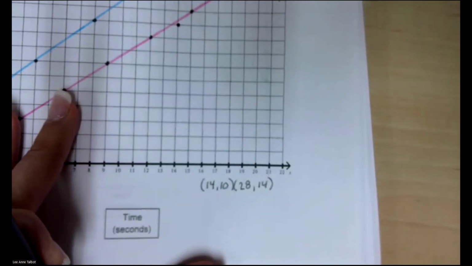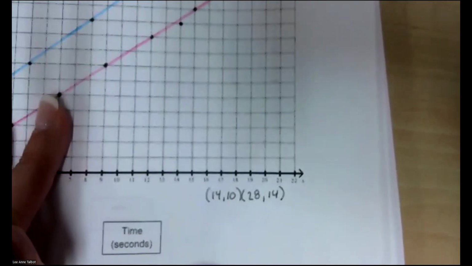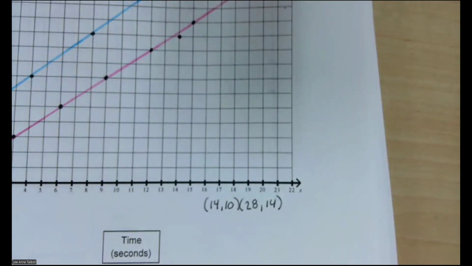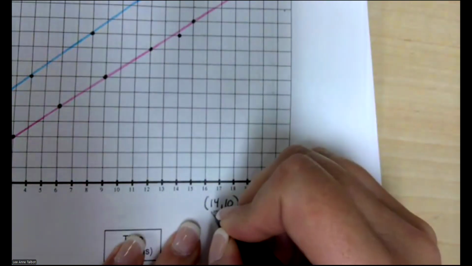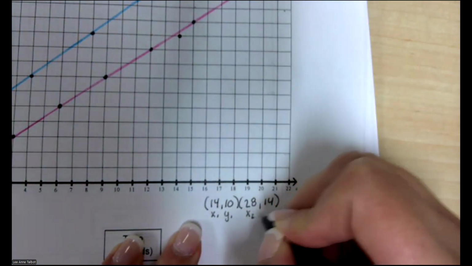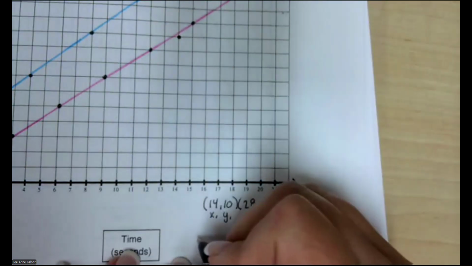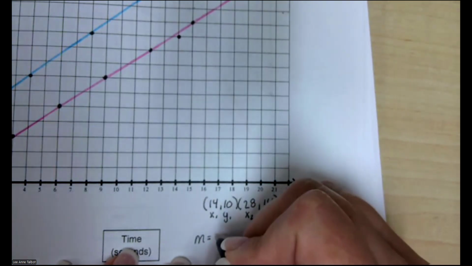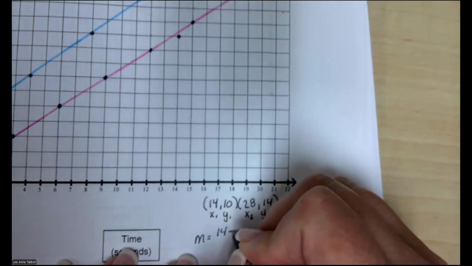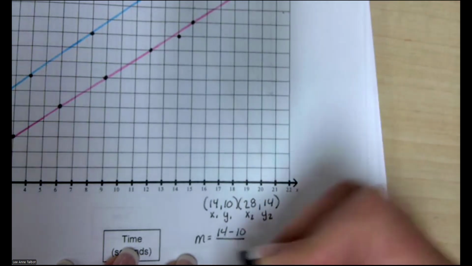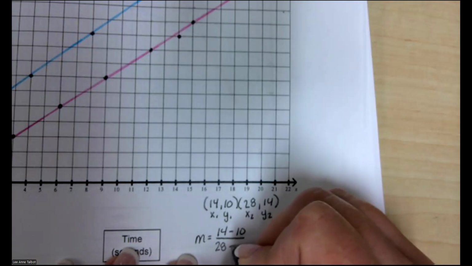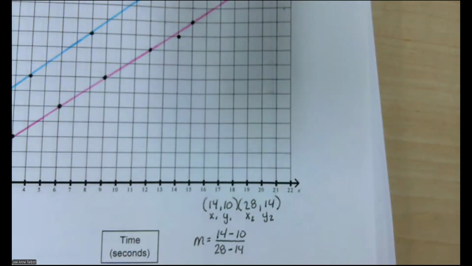Okay, so I got the point 14, 10, and then I wrote down the first 2 points from the table down in the white space. Do you guys remember how to find the slope from 2 points? X1, Y1, X2, Y2. Slope equals Y2 minus Y1 over X2 minus X1.